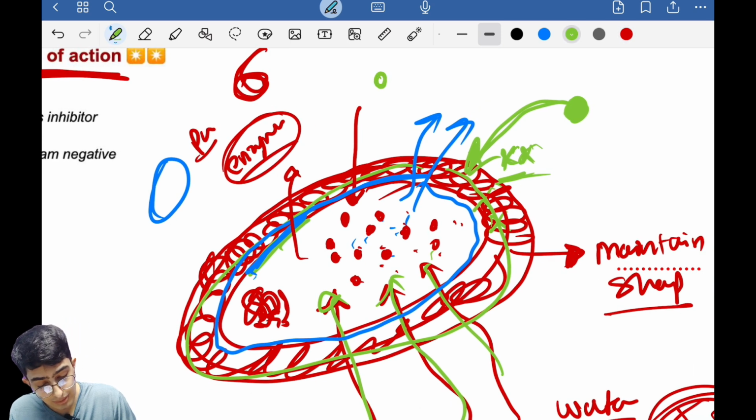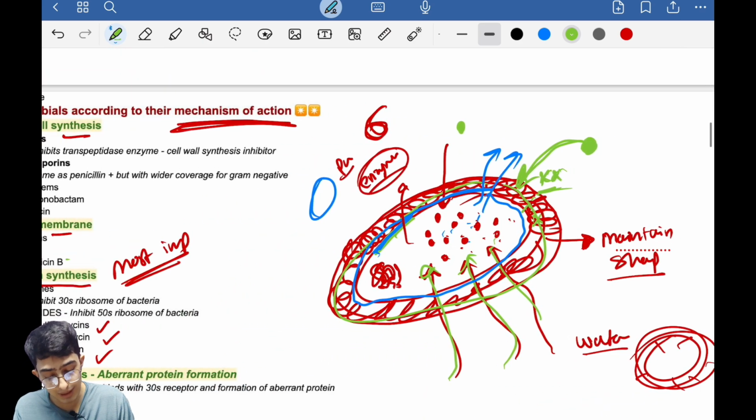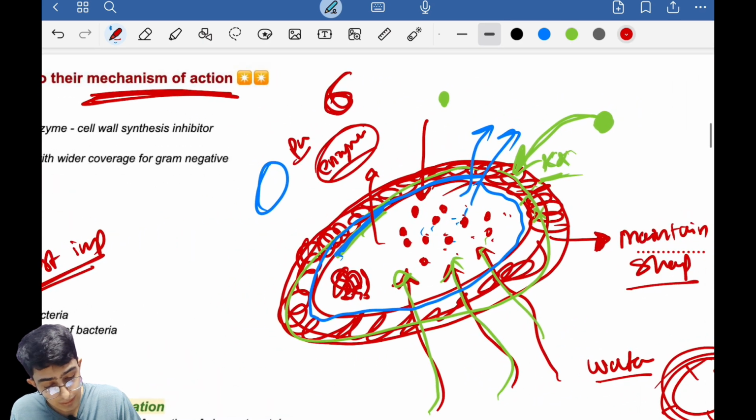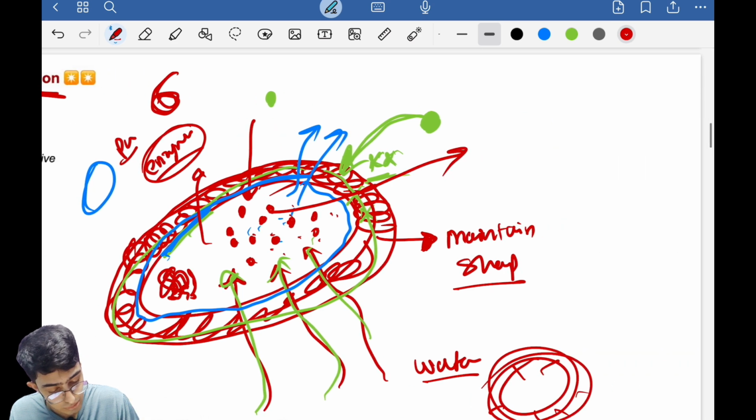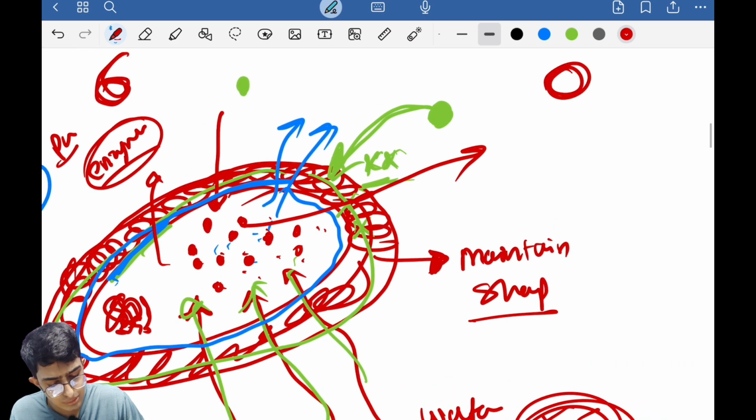Whenever you give a drug such as tetracycline or macrolides, what do they do? See, if you take this ribosome and zoom it out, the ribosome has these two units, right?